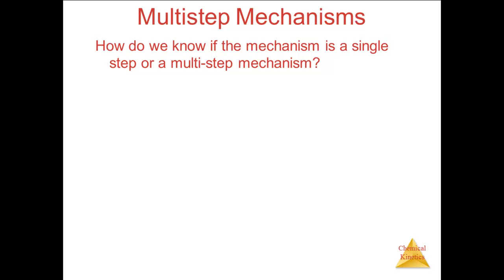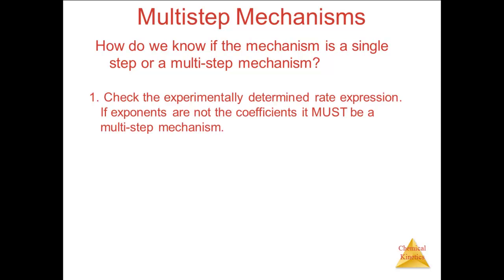How do we know whether a particular reaction occurs in a single step or by a series of steps? Here are a couple of things to do. First of all, if the order for a particular reactant does not match the coefficient in the overall reaction, the reaction must be occurring in more than one step. If the reaction occurs by a single step, then the overall reaction is the only elementary step in the process, and the rate expression will match the coefficients.